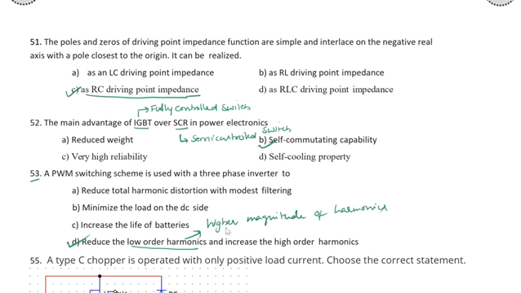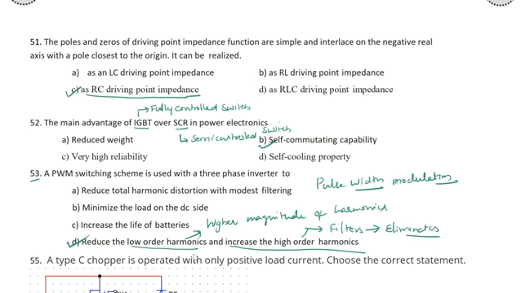And what is the PWM technique? It is the pulse width modulation technique. By using this pulse width modulation technique, we are reducing the lower order harmonics and increasing the higher order harmonics. Sir, why are you increasing the higher order harmonics? If we increase the higher order harmonics, by using active filters or passive filters, we can eliminate these harmonics easily.